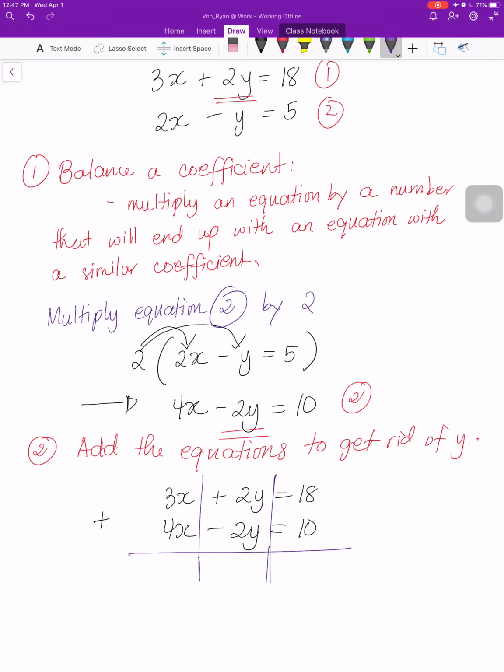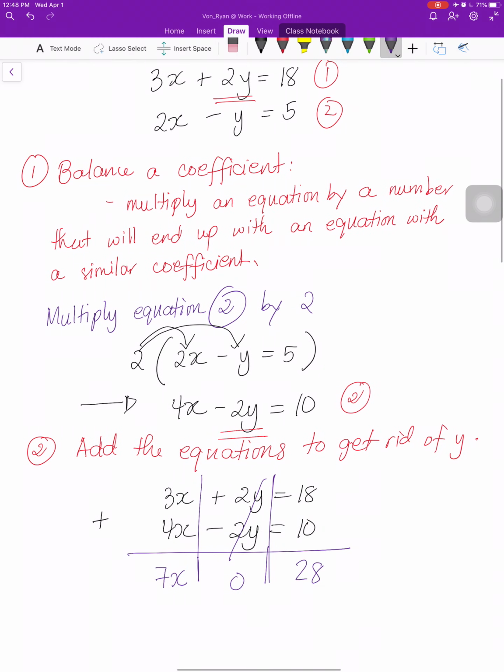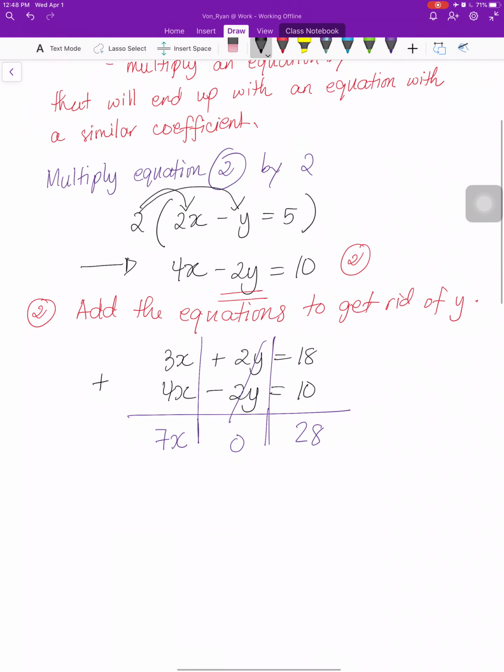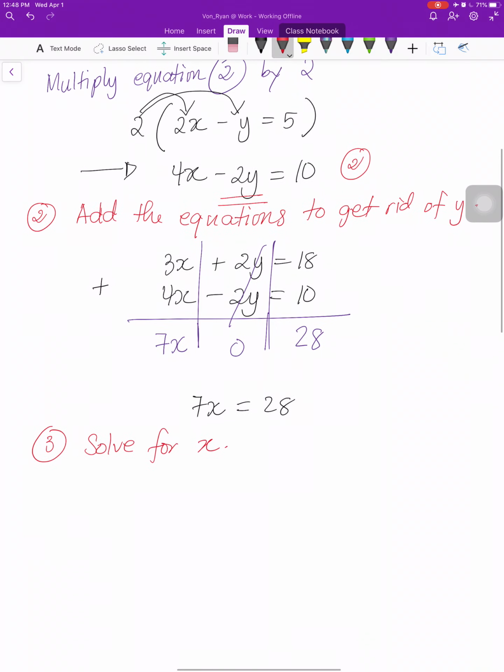And so you're going to have 3x plus 4x is 7x. And then 2y plus negative 2y is 0, so that gets cancelled out, and then 18 plus 10 is equal to 28. And so funny enough, we ended up with the same linear equation. We have 7x equals 28. So the next step will be solve for x. And now we're going to just have to solve for x by dividing both sides by 7. That's easy enough. x is equal to 4.